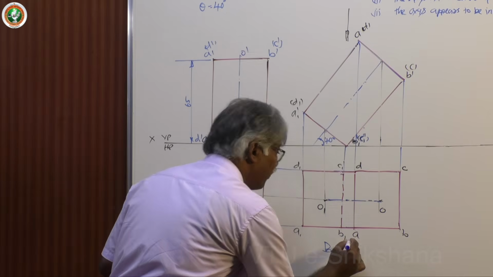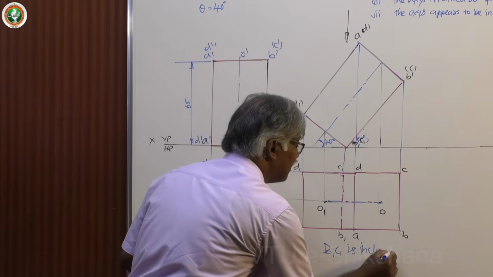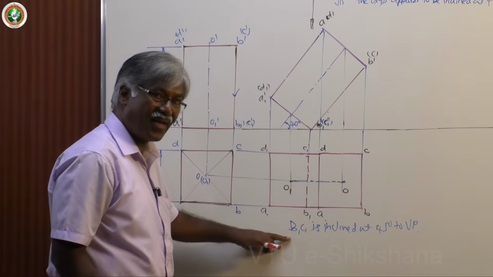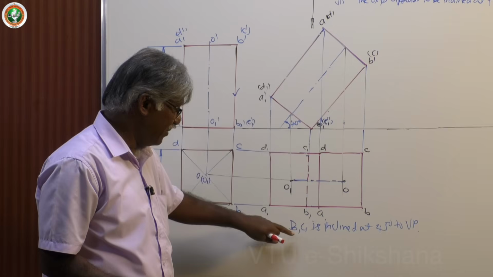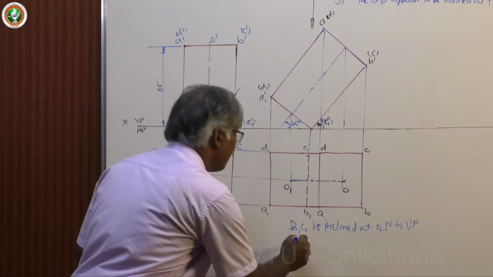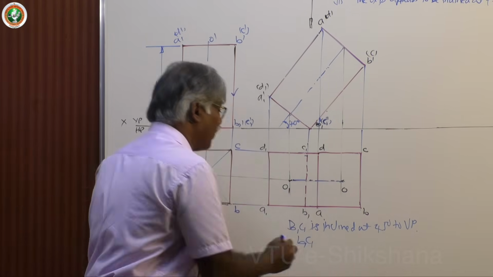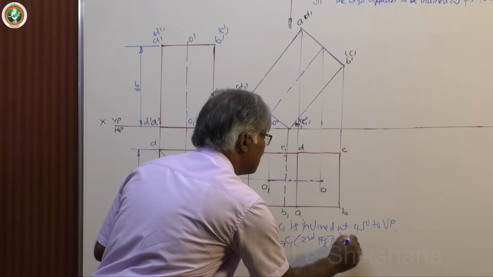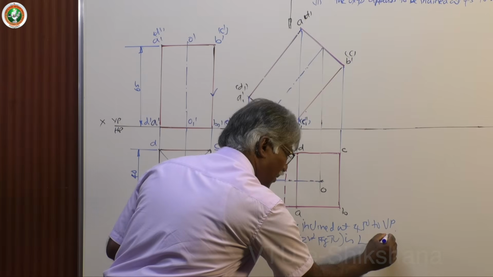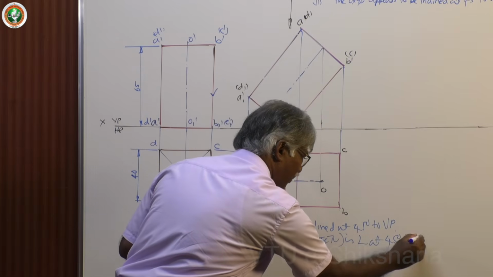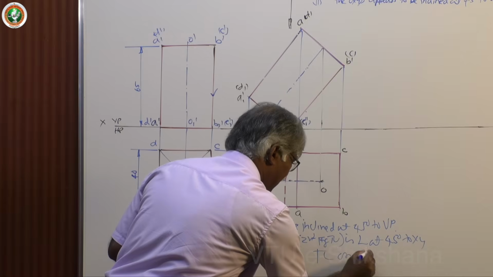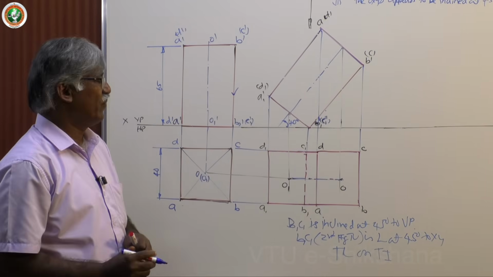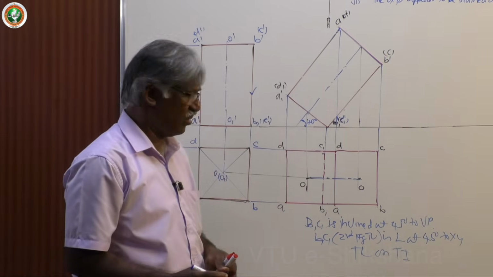B1C1 is inclined at 45 degree to VP because I am referring actual base edge B1C1, capital letters. Now I can say B1C1 of second figure top view is inclined at 45 degree to XY. So TL on TI. True length on true inclination. True inclination is 45 degree. Now I have to redraw it. That's all. Now how to redraw?